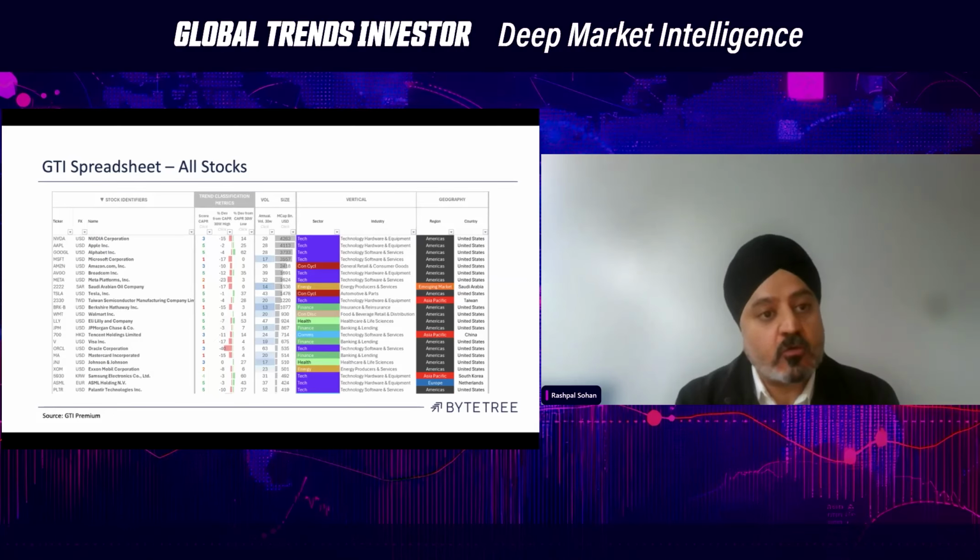We have also created our own verticals, by the way. So these are industry groupings. There can be quite a number of industry groupings, so we've reduced these to make it easier to categorize the stocks. Finally, we've also highlighted the geography of the stock, the country it belongs to and the region. And these are all the key information which our readers will get week after week.